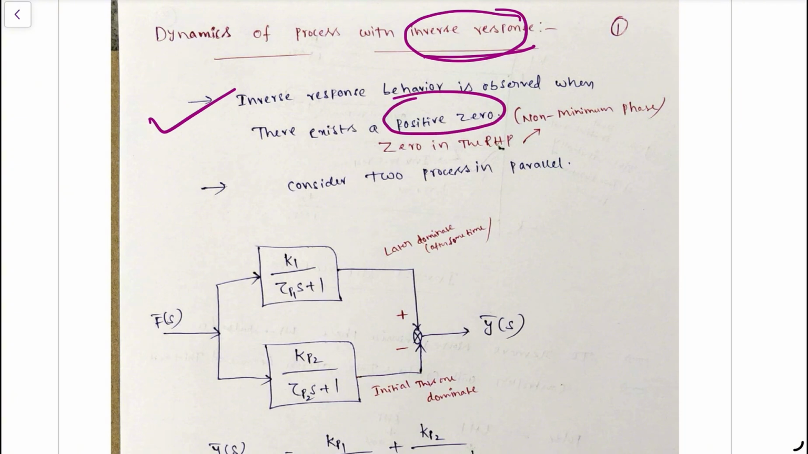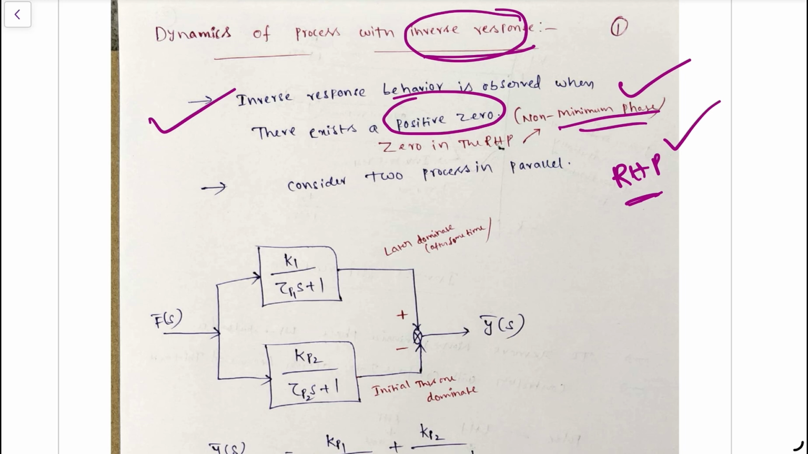Which means a zero in the right half of the s-plane. So this is also called a non-minimum phase system. Remember, this is called a non-minimum phase system. That means the process initially moves in the wrong direction before finally reaching the correct steady state value. That's what we discussed previously.